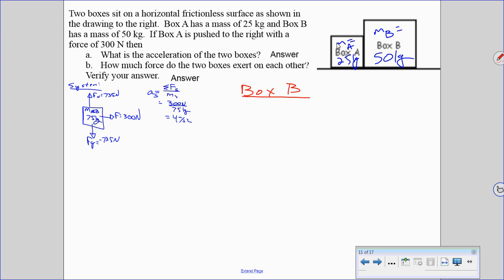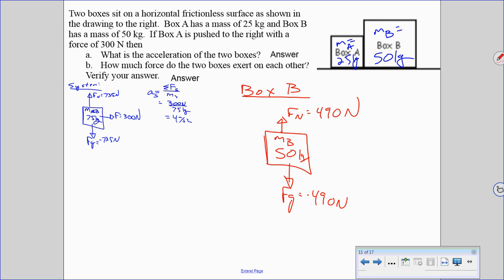All right, so here's box B. The mass of B is 50 kilograms. There's going to be a gravitational force of negative 490 and a normal force of positive 490. Now, what makes box B move?